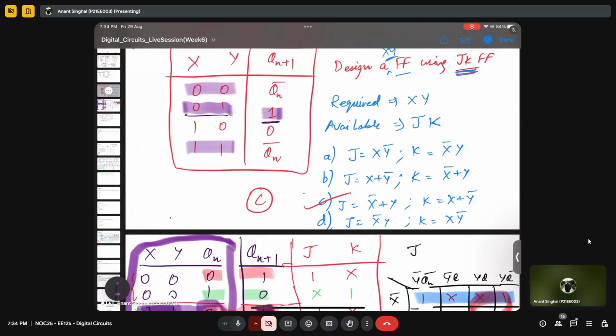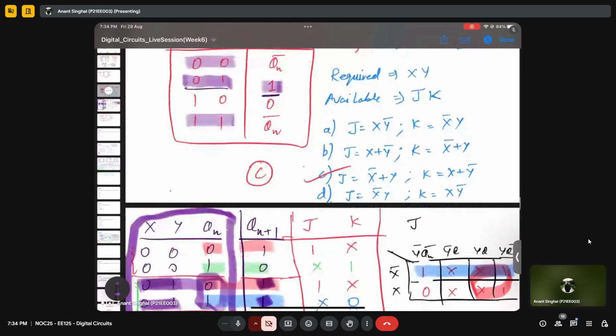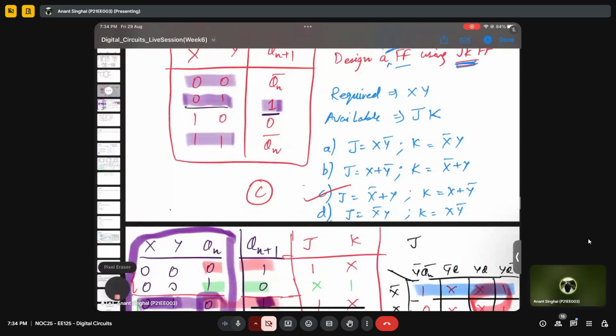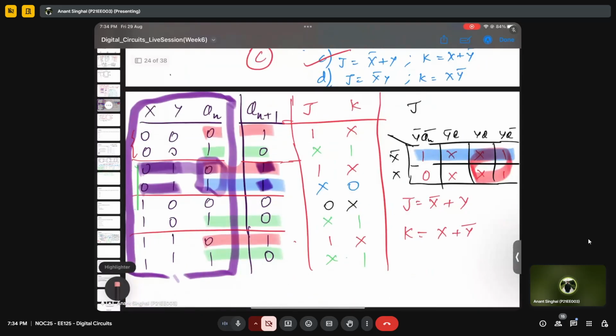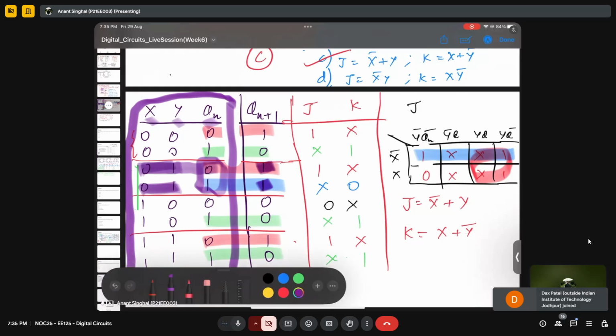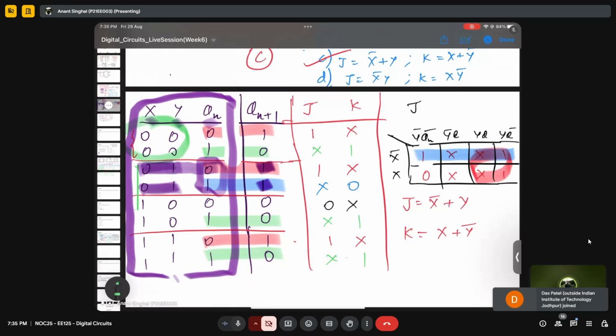Are you able to understand this? No, can you explain it again? Okay, so what I'm trying to say: let's say I have made an input table which involves x, y, and Qn. I'm not caring about whether Qn is 0 or 1, but I know that when x and y are, for example, 0 0, my Qn plus 1 is Qn complement. So that is why I've used the value of Qn to make it the complement. But I know when my x, y are 0 and 1, it should always be 1.